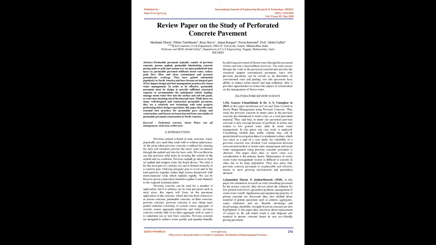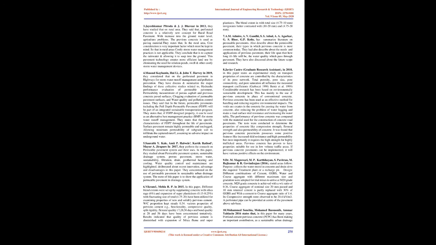This paper states that, in metro cities, cost consideration is the primary factor. Maintenance of a costly storm water management system is difficult to execute in cities due to their large population. They also state that pervious concrete pavement is an irreplaceable and effective means to meet growing environment and population demand.